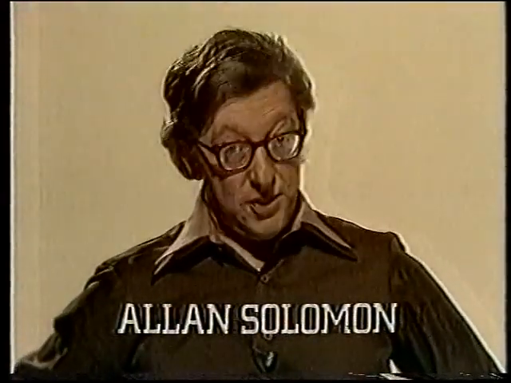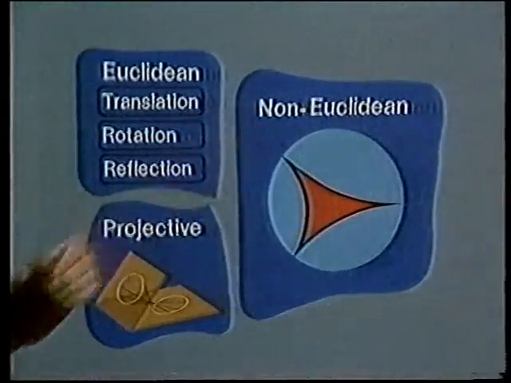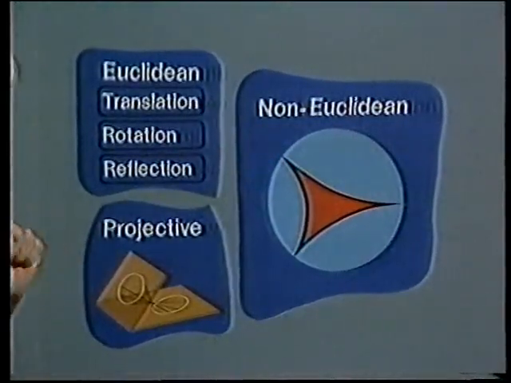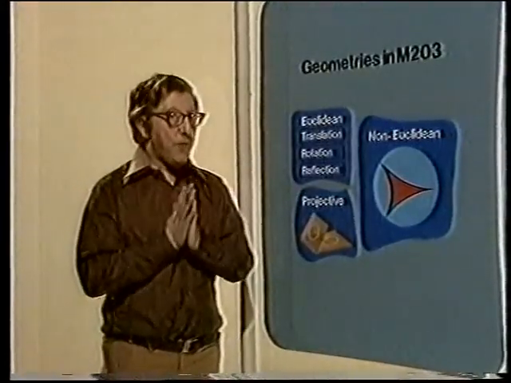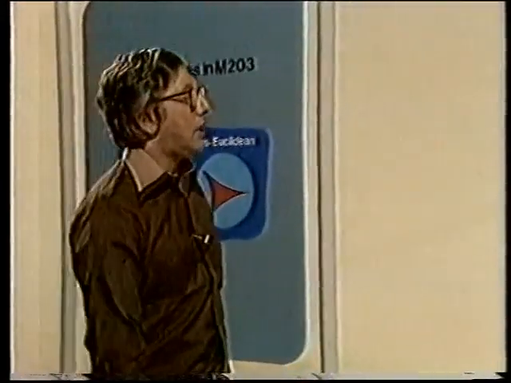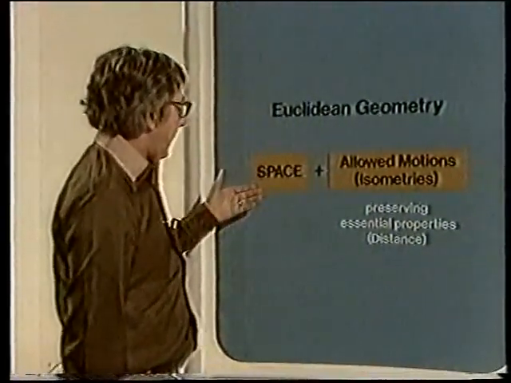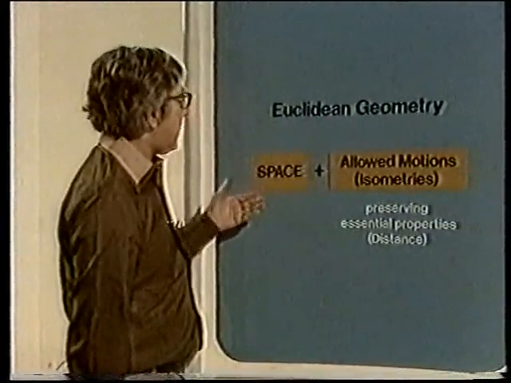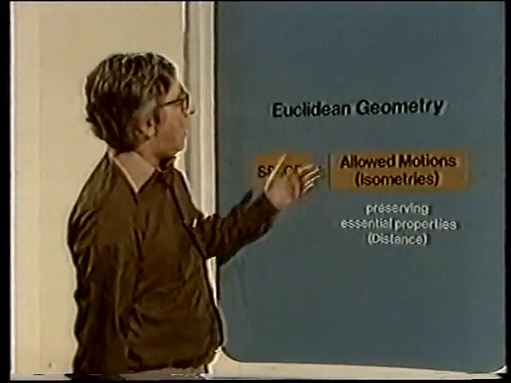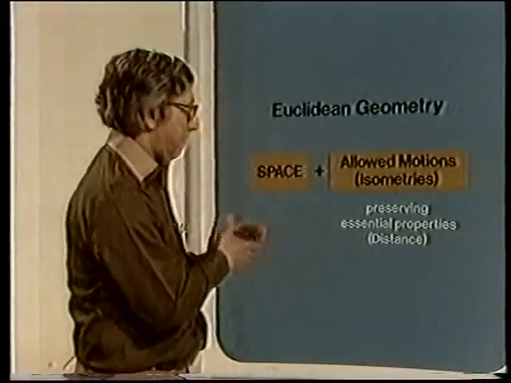You already met several geometries in M203. Apart from the ordinary Euclidean geometry, you've met non-Euclidean geometry and projective geometry. But we've adopted a unified approach to all of these geometries right from the beginning of the course, when we considered Euclidean geometry as consisting of a space, the plane R2 in this case, plus a collection of allowed motions, the isometries, that preserve the essential properties of figures.